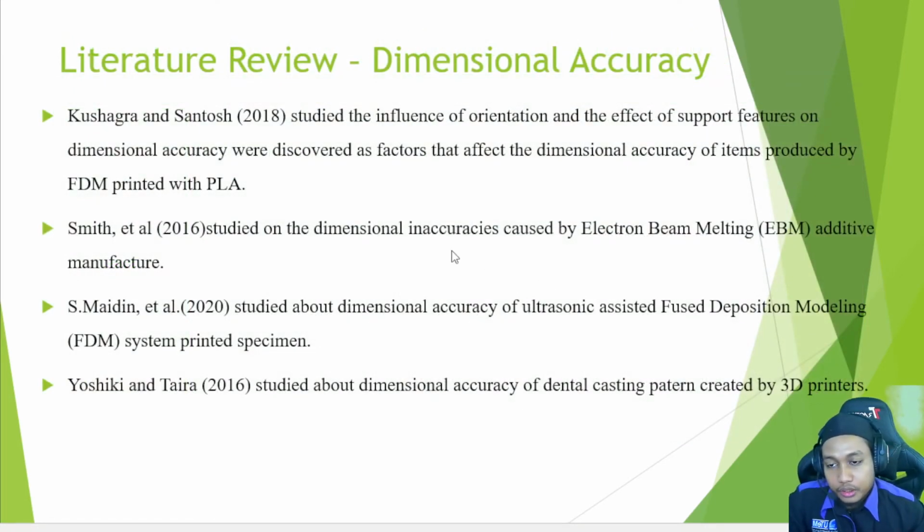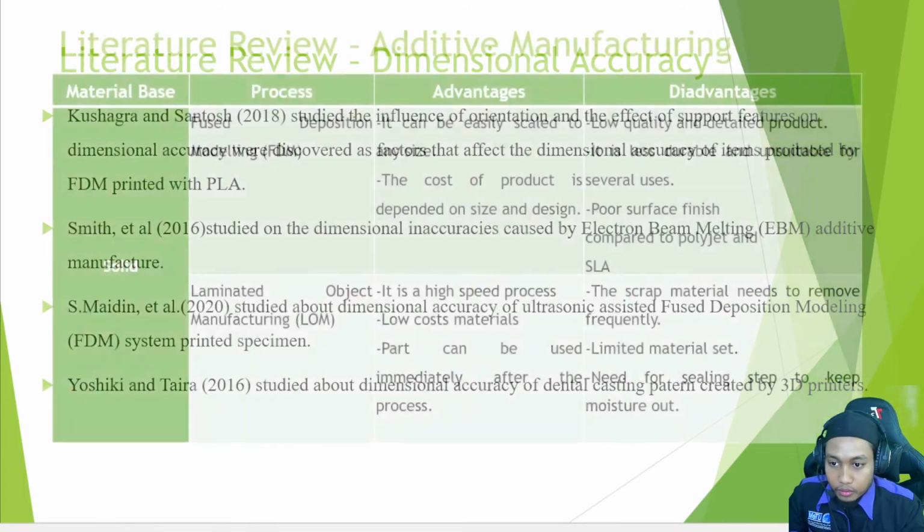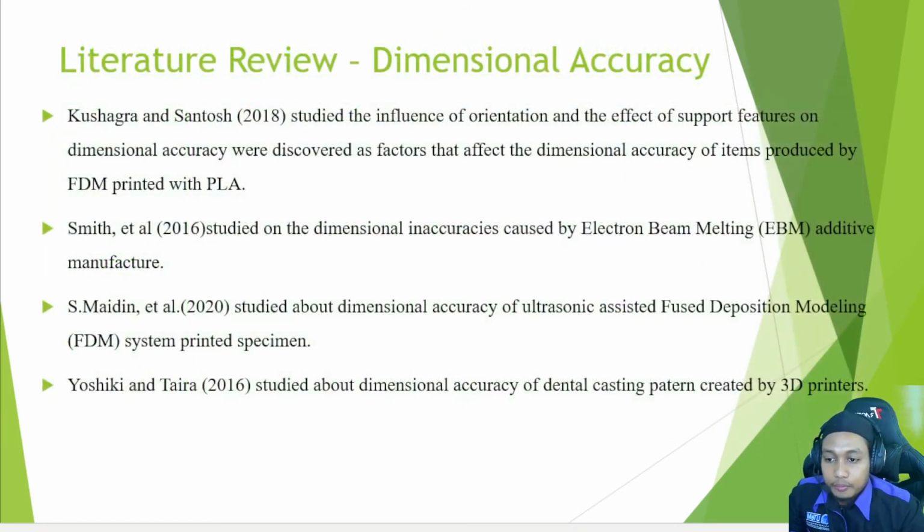Okay, for the dimensional accuracy, based on Kushagra and Santosh 2018, they studied the influence of orientation and the effect of support features on dimensional accuracy, which were discovered as factors that affect the dimensional accuracy of items produced by FDM, fused deposition modeling, printed with PLA.